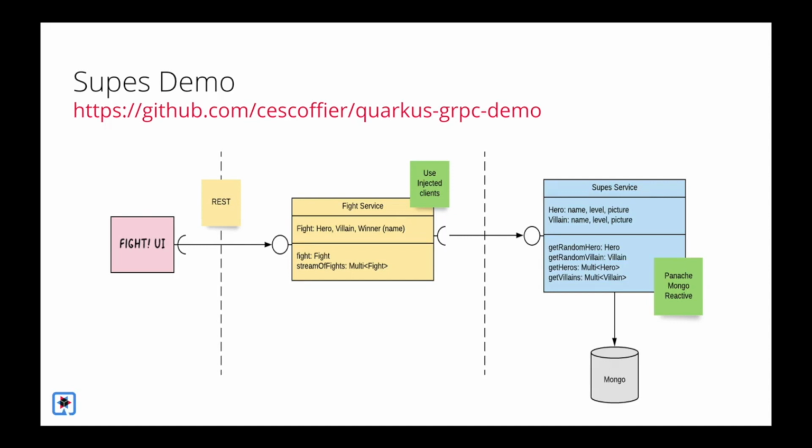Typically here, we are going to retrieve heroes and villains. Each hero and villain has a name, level, picture, and so on. We are going to expose the first gRPC service that lets us pick a random hero and a random villain. This service is going to be consumed by the fight service, and this fight service is going to invoke the SUPS service twice to get a hero and a villain, and will simulate a fight and compute the outcome.